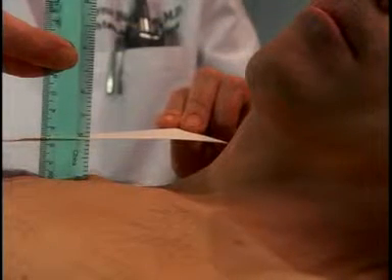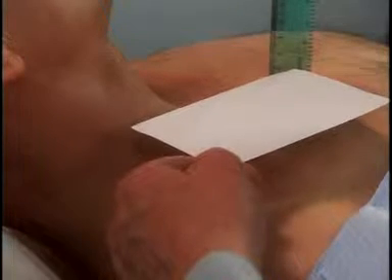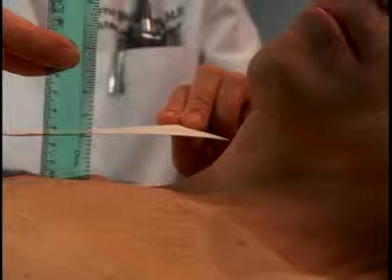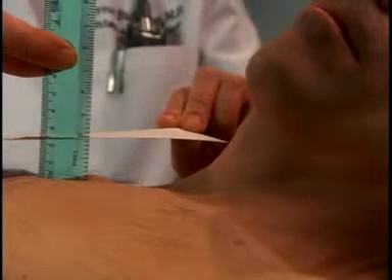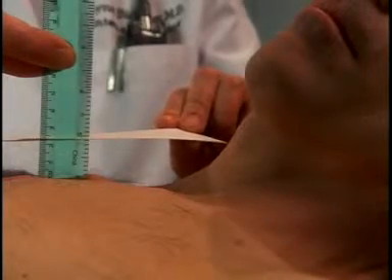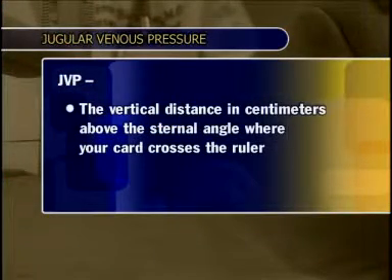Now place the card at the point of oscillation of the jugular venous pulsations, making sure to keep the card horizontal. Then read the vertical distance where the card crosses the ruler. This measurement identifies the jugular venous pressure, or JVP, the vertical distance in centimeters above the sternal angle where your card crosses the ruler. Round your measurement off to the nearest centimeter.